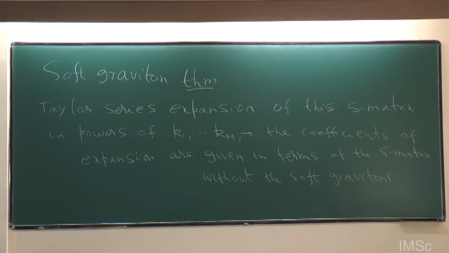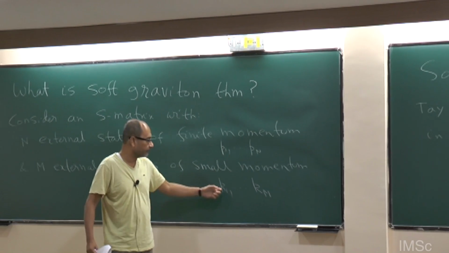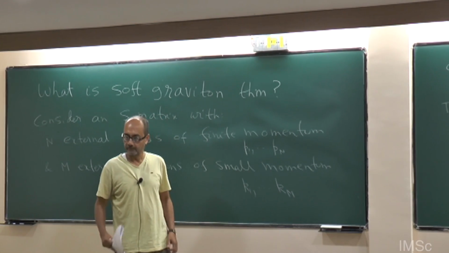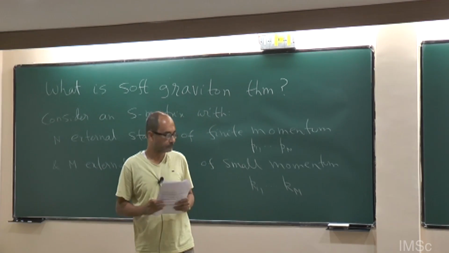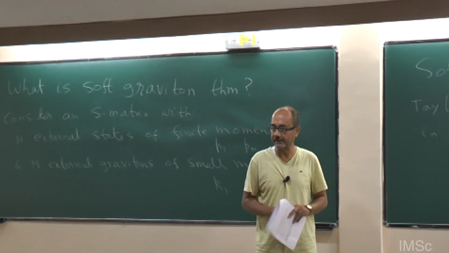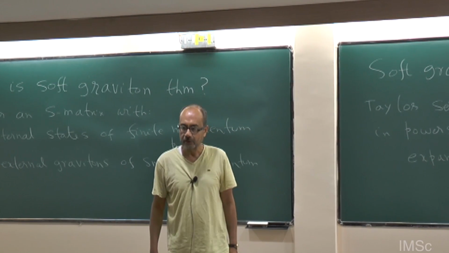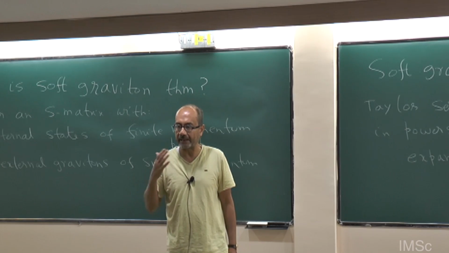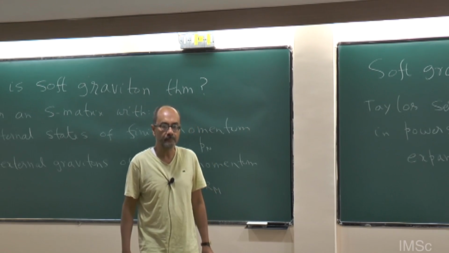Well, it's a ratio of the finite to soft. That's the scale, right? So it's a dimensionless ratio. So the expansion will be in powers of the ratio of the k's to the p's. So you'll think of k's as much less than p's and carry out an expansion in powers of k over p. All the ratios are the same.